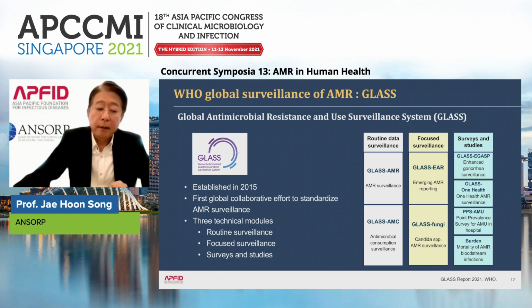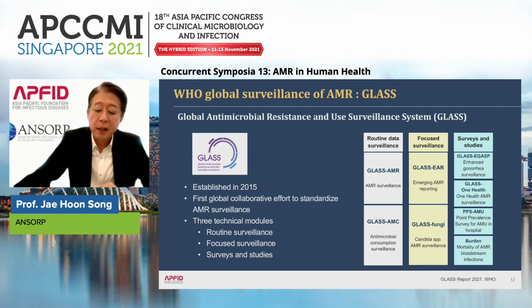For this purpose, WHO launched the Global Antimicrobial Resistance and Use Surveillance System, or GLASS, in 2015, which is the first global collaboration to standardize AMR surveillance. GLASS has 3 technical modules. Routine data surveillance includes GLASS AMR for AMR surveillance and GLASS AMC for antimicrobial consumption surveillance. Focus surveillance includes GLASS EAR for emergence of new resistance and GLASS fungi for Candida species AMR surveillance.